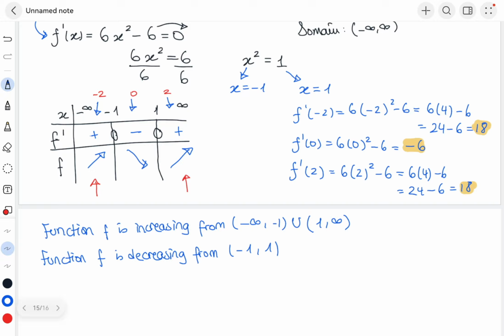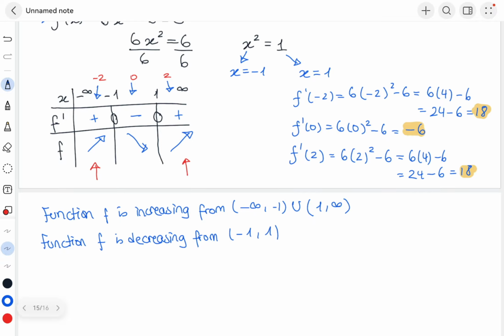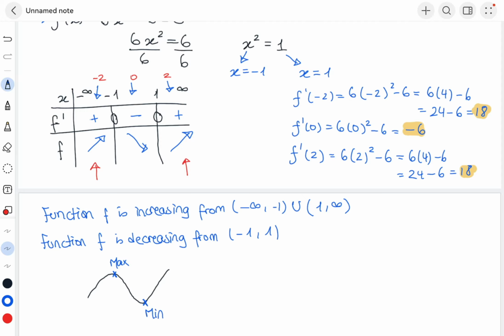Now we'll need to find whether we have maximum or minimum or both. As we can see from the arrows, our function increased and then decreased and then increased, which left us here with a maximum and left us here with a minimum. It means our maximum will be at -1 and our minimum will be at 1. So we write max at x equal to -1 and minimum at x equal to 1.